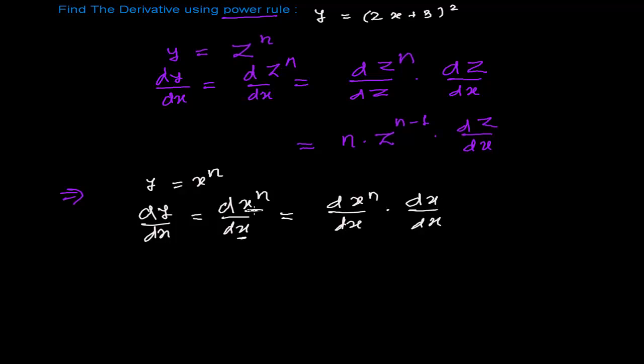Here x is representing the base. It doesn't mean that this x and this x must be the same; it's just a coincidence that both x are the same. Here x is representing any base. It can be anything. Like here, x is representing this z, and if you see the same x here, x is representing this 2x plus 3. So this x can be anything.